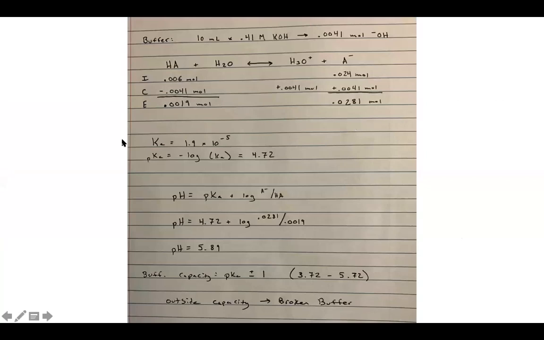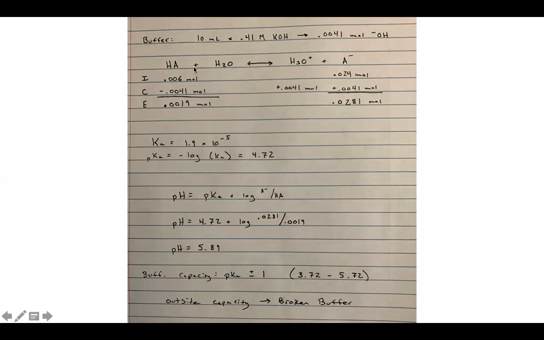Okay, so now let's actually look at the buffer portion of this. Okay, so because it's a buffer system, we're going to be adding 10 milliliters of 0.41 molar potassium hydroxide. Okay, and so when we do this calculation, this will come out to 0.0041 moles of hydroxide being added. Okay, and so that is going to represent the change in our ICE table.